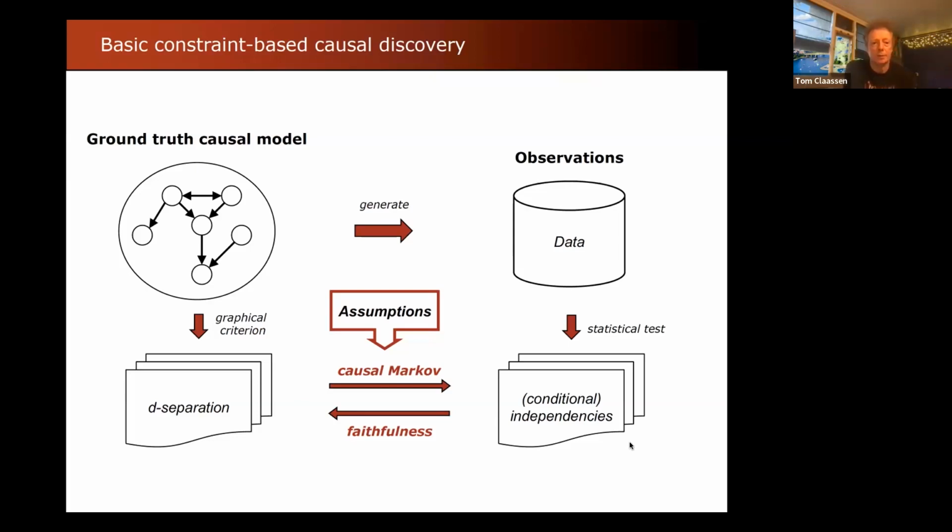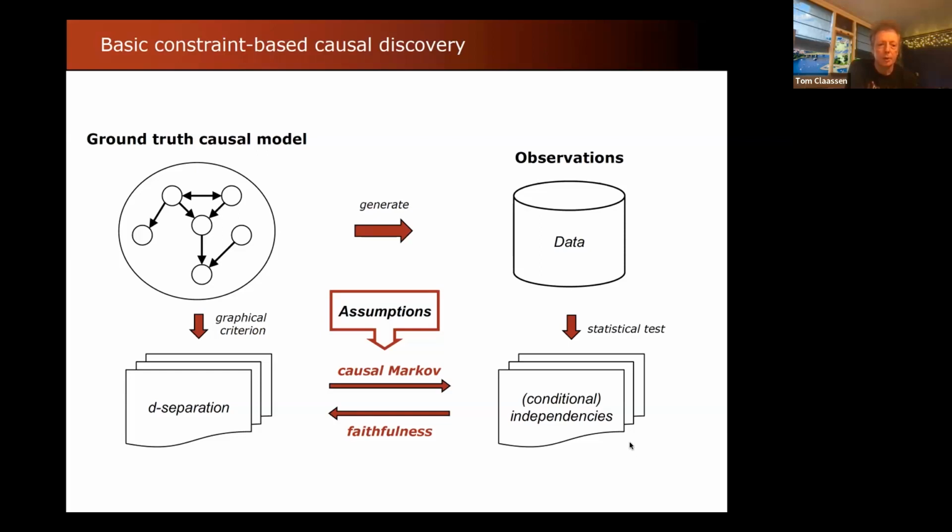And so there are many flavors. We focus now on constraint-based causal discovery. And basically what this entails is that we have some sort of graphical criterion, a means of, if we know the causal model on the top left-hand side, we can use this notion of d-separation. It's a graphical criterion to read off certain properties on the graph. And these correspond under certain assumptions to conditional independencies in the data.